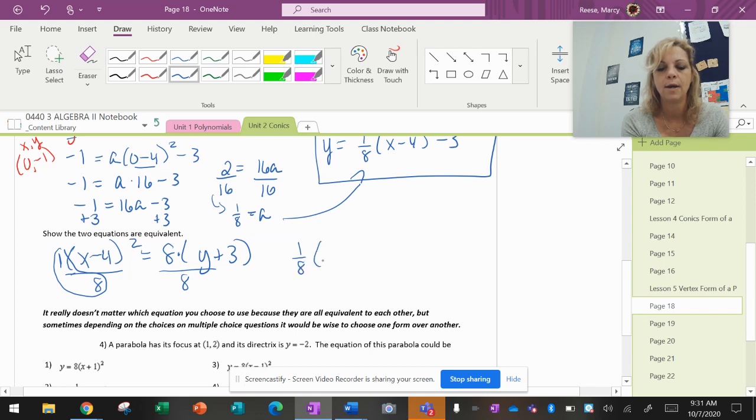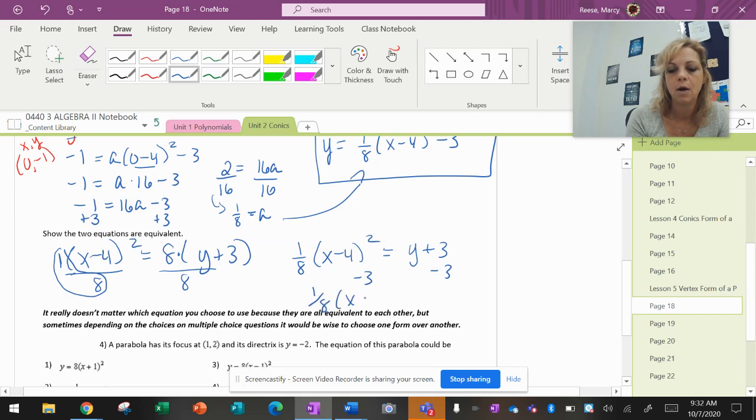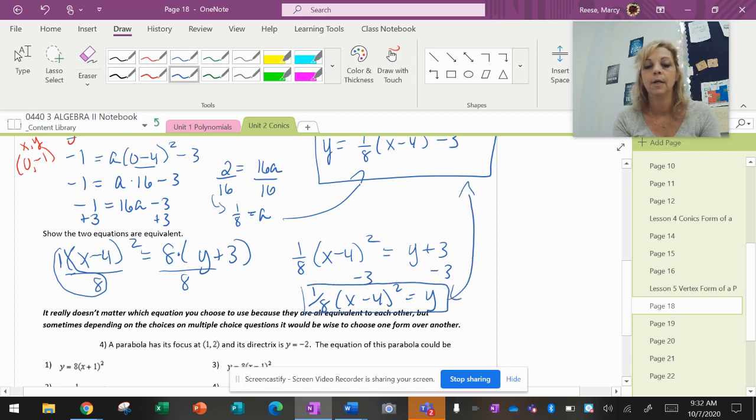So I got 1/8 (x minus 4) squared equals, now I've got y plus 3. Now that y plus 3, I can drop the parentheses because there's nothing in front of the parentheses anymore. I got rid of that 8. And then I'm going to minus 3, and look at that. I know how I solved it above is correct because they match.